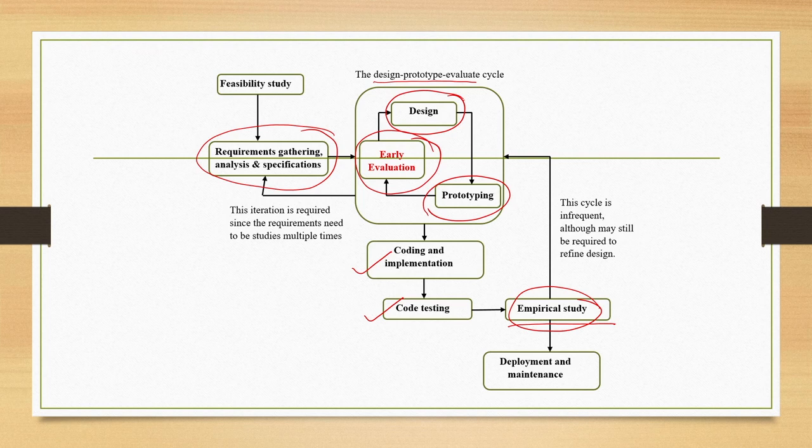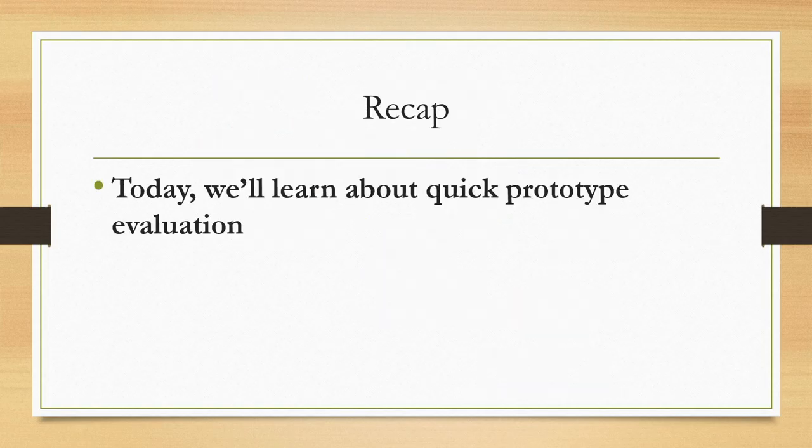Once we are sure that no further usability issues are there, or the usability issues are very few and not significant, then we go for deployment and maintenance. This is in brief the interactive system development life cycle, out of which we have already talked about requirement gathering, design and prototyping, and in this lecture we are going to talk about how to quickly evaluate our prototypes. So, essentially the topic relates to quick prototype evaluation.